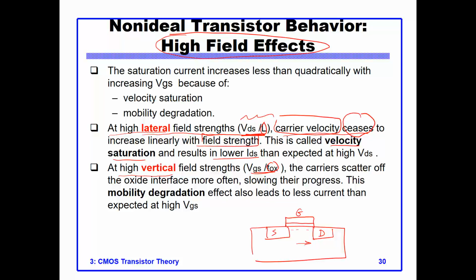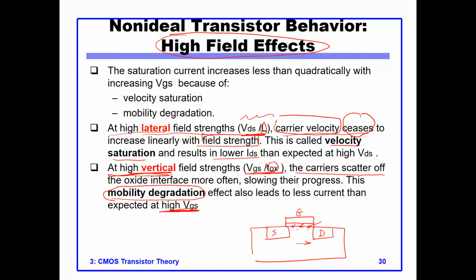Then the second electrical field, the vertical electrical field, which is in charge of forming the channel, is expressed as VGS divided by TOX. The carriers unfortunately scatter off the oxide interface, which is right here, where the oxide touches the surface of the silicon, slowing the progress of the carriers and reducing their mobility. That's what we refer to as mobility degradation, and it reduces the amount of current. Of course, that happens at high values of VGS.